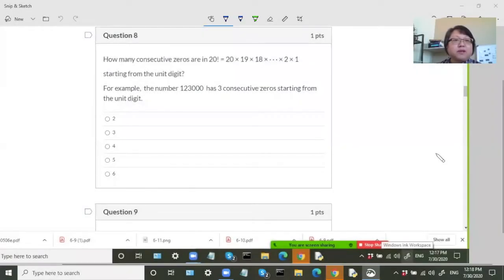Problem 8. How many consecutive zeros are in 20 factorial, starting from the unit digits? So for example, the number 123,000 has 3 consecutive zeros starting from the unit digits.